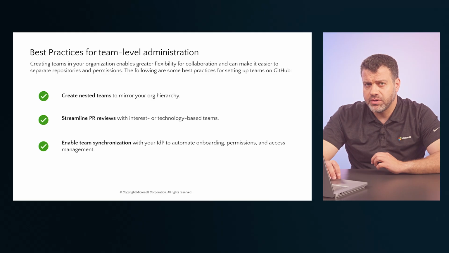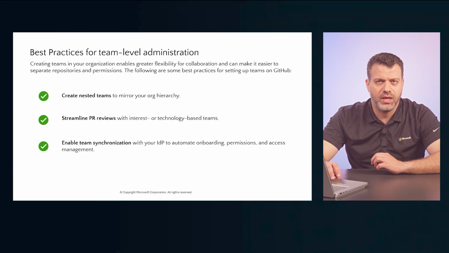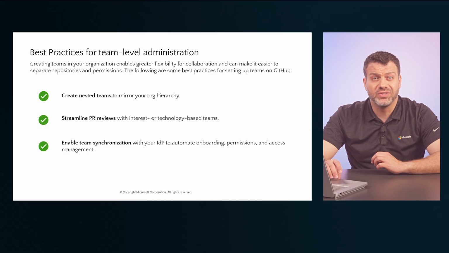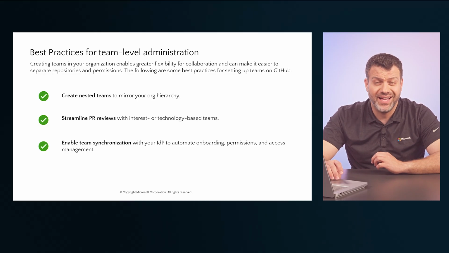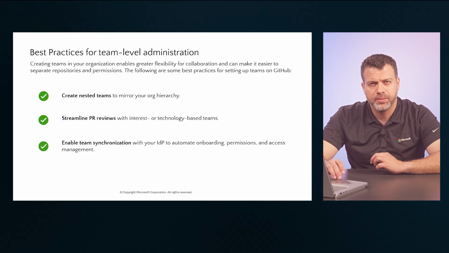At the team level, there are a few best practices that help you scale effectively. First, use nested teams. Add teams inside teams. This will mirror your organizational structure. This will simplify permission management as the teams grow. And then create teams based on skills or technology. This will streamline some pull request reviews and also assign the right reviewers quickly.